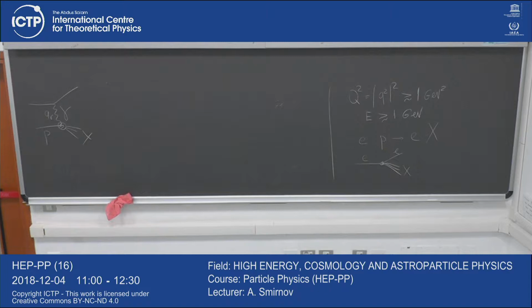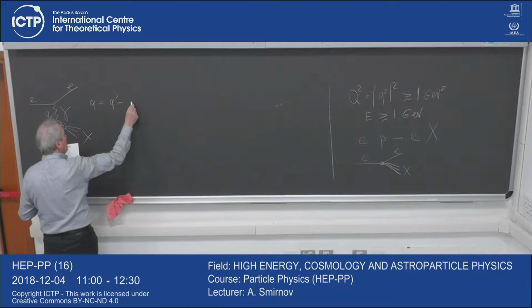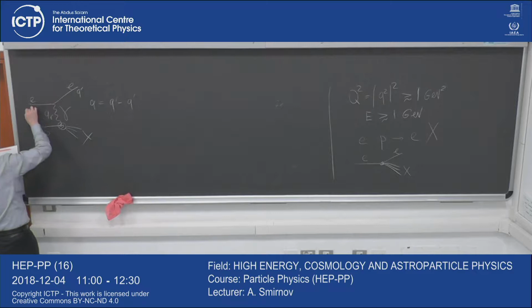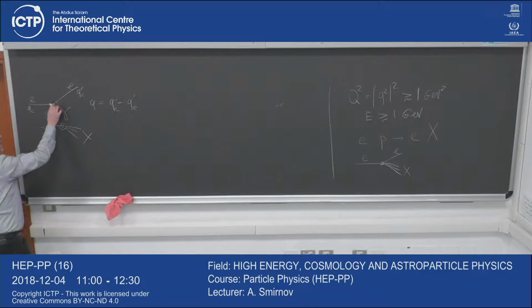This is the initial electron. This is final. So Q is Q minus Q prime. If four momentum of the final electron is Q prime and initial is Q, then we have this relation. So let me put here electron. Then from conservation of energy momentum in this vertex we have this relation. This is gamma. Let me put gamma here.